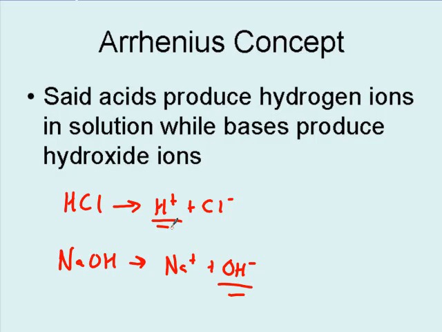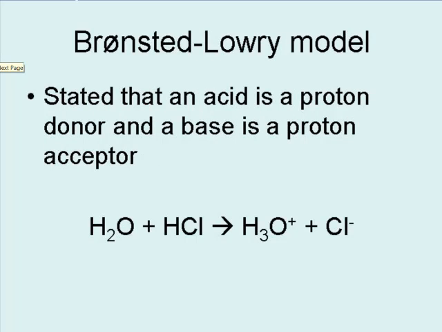So according to Arrhenius, anything that produces hydrogen ions in solution is an acid, and bases are going to produce hydroxide ions. But this is a pretty simple definition, and so we need a little bit broader of a definition to encompass more acids and bases. That's where the Bronsted-Lowry model falls. Bronsted-Lowry has to do with protons. It states that an acid is a proton donor and a base is a proton acceptor.